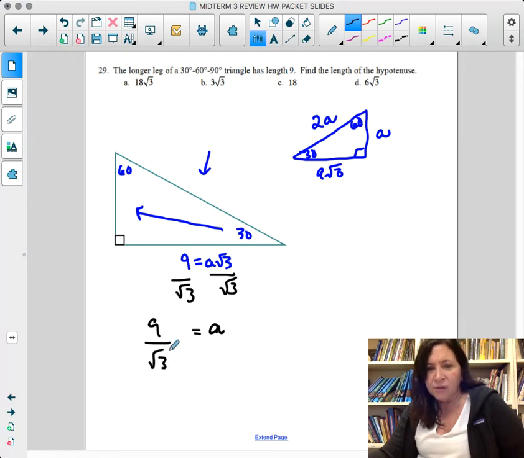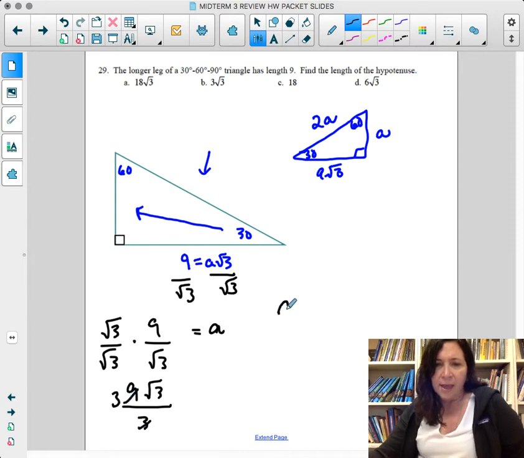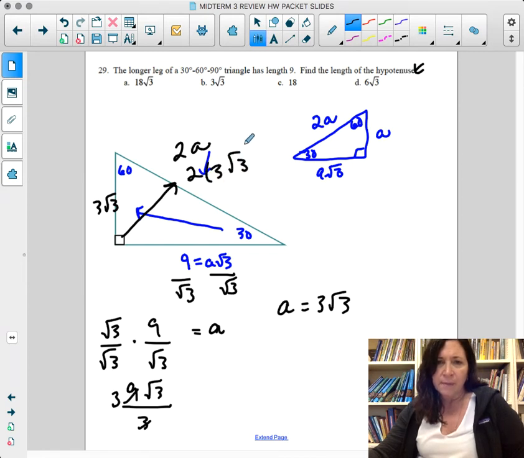But what I need to do is not leave a root in the denominator. So I'm going to multiply by 1 in the form of root 3 over root 3. So I have 9 root 3 over root 3 times root 3, which is 3. And 3 divides into 9 3 times. So a is equal to 3 root 3. Now, what do they want to know? The hypotenuse. So if this is 3 root 3, the hypotenuse is twice that. So that's going to be 2 times 3 root 3, which is 6 root 3. So there's my answer.